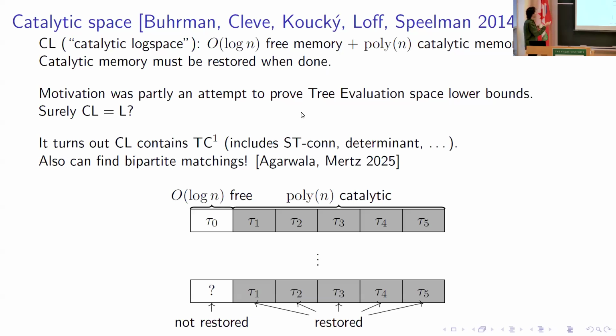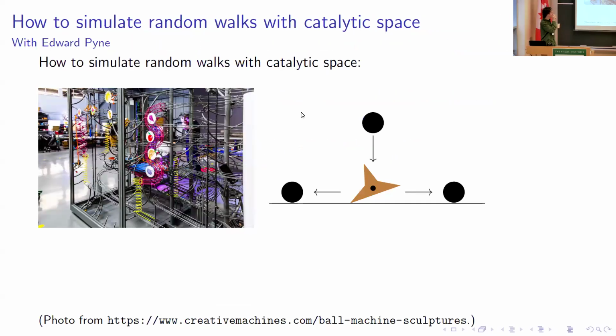Okay, so these results, TC1 and bipartite matchings, are a bit complicated. So instead, I'm going to tell you about a couple of simpler algorithms. They're not as impressive in terms of complexity theory, but they're easier to explain, and they actually run a little bit faster. And this is joint work with Ted Pine. So the first one I'm going to show you is how to simulate random walks with a deterministic machine that has catalytic space.